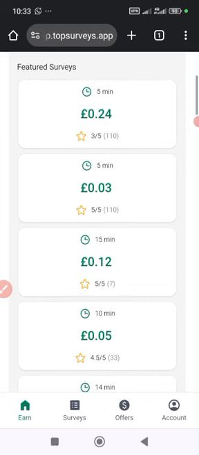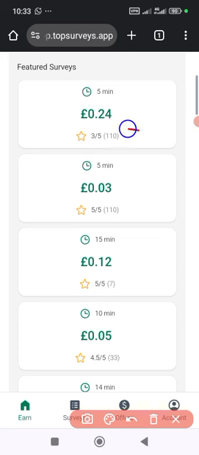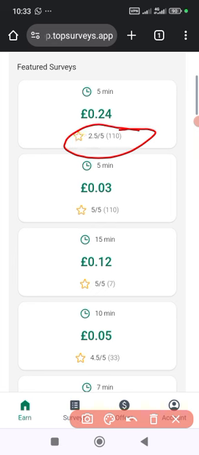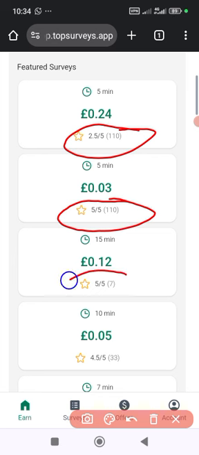Okay, so another thing you should check when you want to pick a survey is the rating. Check the rating, the star. It shows the percentage success of the account, how successful it has been for people taking the survey. See this one that is 5 minutes, 0.03. See the success is 5/5. It means almost everybody that took it passed it. This one that is 12 minutes also, almost everybody that took it passed it.